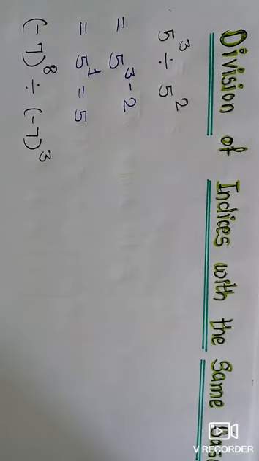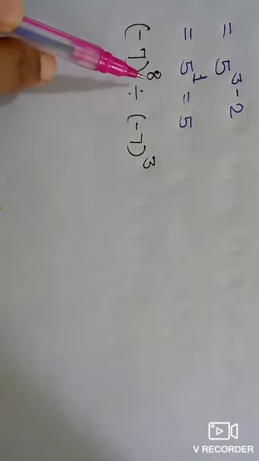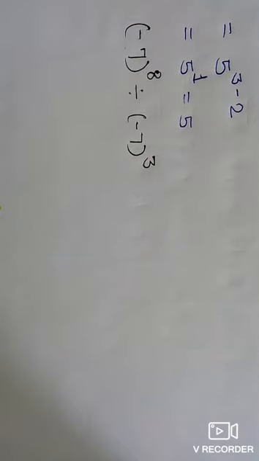Okay. A similar example is given here. You have to try it. How will you try? Negative 7 raised to 8 minus 3 you will do, and 8 minus 3 is 5. So negative 7 raised to 5 it will be.